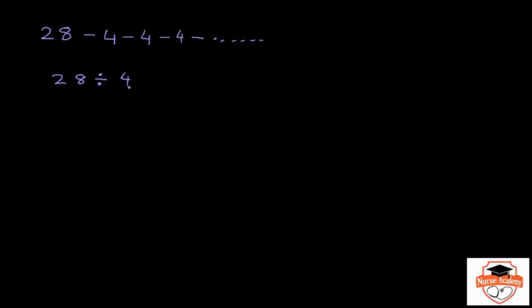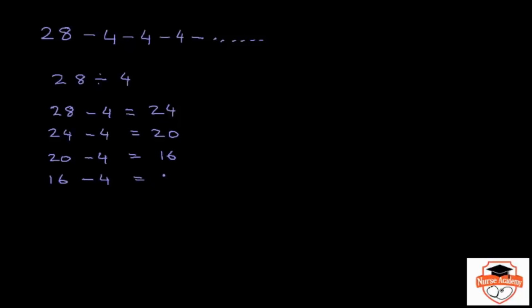So what's 28 divided by 4? The answer is the same as the number of times you can subtract 4 starting with 28. So you do 28 minus 4, you get 24. You do 24 minus 4, you get 20. You do 20 minus 4, you get 16, right? You do 16 minus 4, you get 12. You do 12 minus 4, you get 8. You do 8 minus 4, you get 4. And finally, you can do 4 minus 4 and you end up with 0.